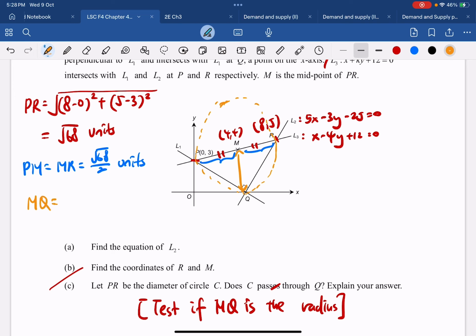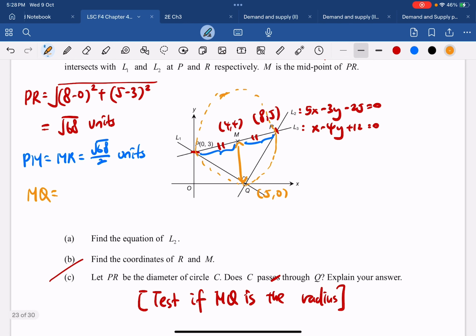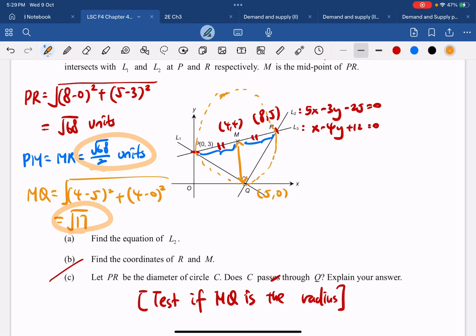So I will try to find the distance for MQ. So Q we solved that. Q is (5, 0). So MQ, the distance is the square root of (4 minus 5) squared plus 4 squared. So it's root 17. Okay, so when you express in decimal place, you will find that actually these two are exactly the same value, should be 4 point something. So you will say since MQ equals PM, MQ is the radius. So yes, C passes through Q.